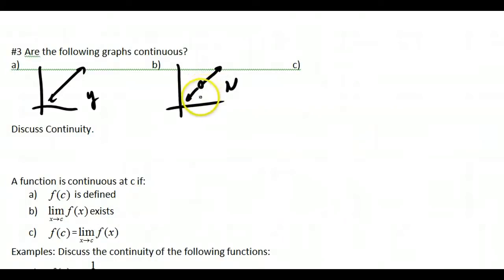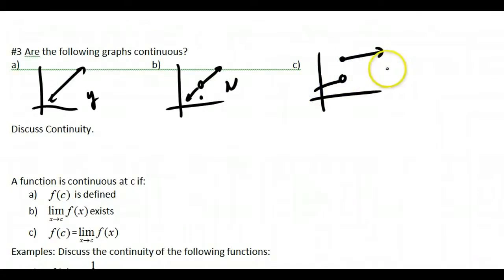This would not be continuous. Even if I had a point right there, that would not be continuous. Then we also have another kind of jump. We might have this one. Something like that would also not be continuous because of a jump. All right, if you want to write some of those ideas down there, you may.